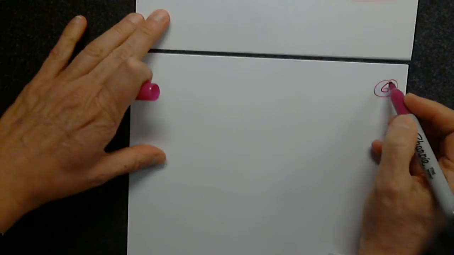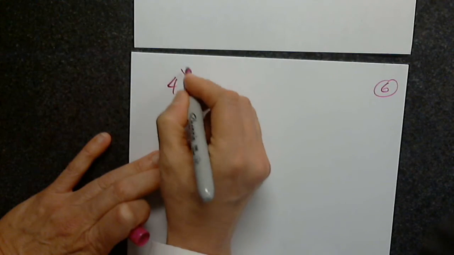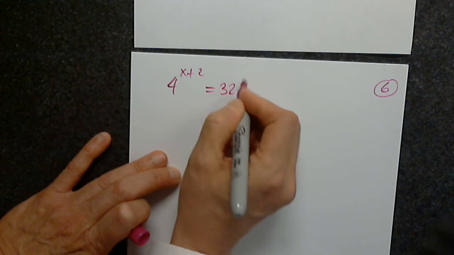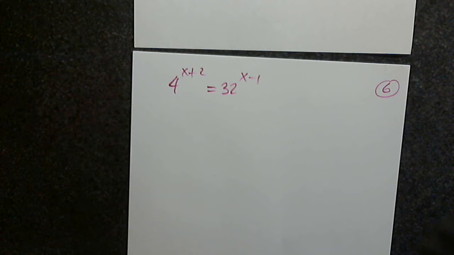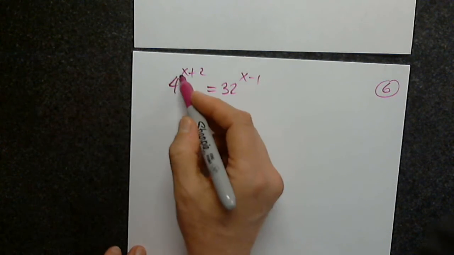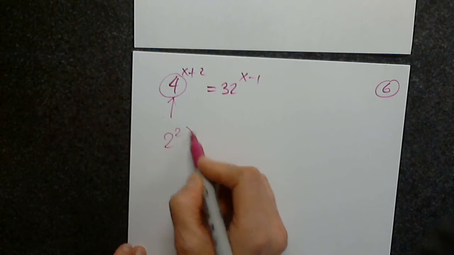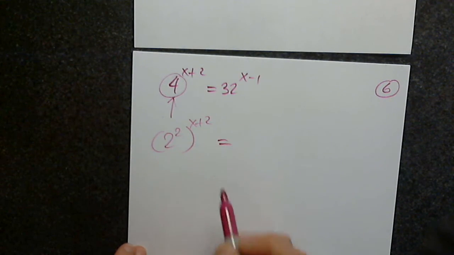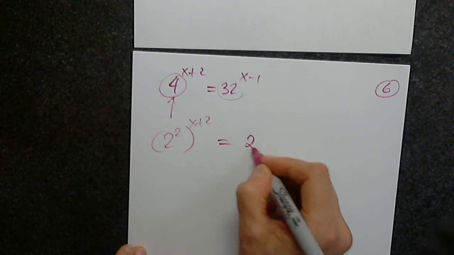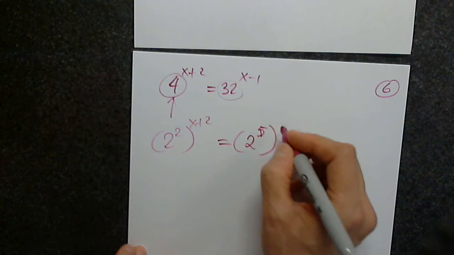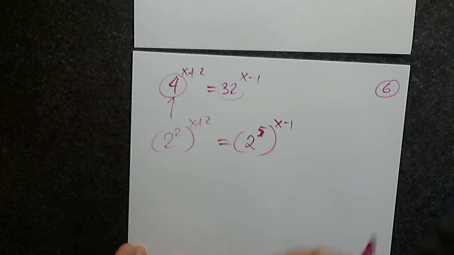Anything else that you would like to look at? So for number 17, let's take a look. Typically we would try to get the same base, so we make that 4 into 2. The only chance I have is the 2, because 4 and 32 are larger than one. So this is changing to 2 squared, everything to x plus 2. And this will be changing to 2 to the 5th, everything raised to x minus 1.